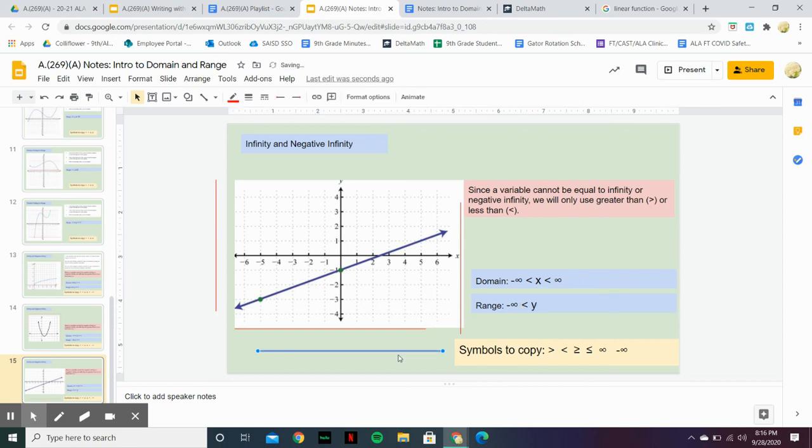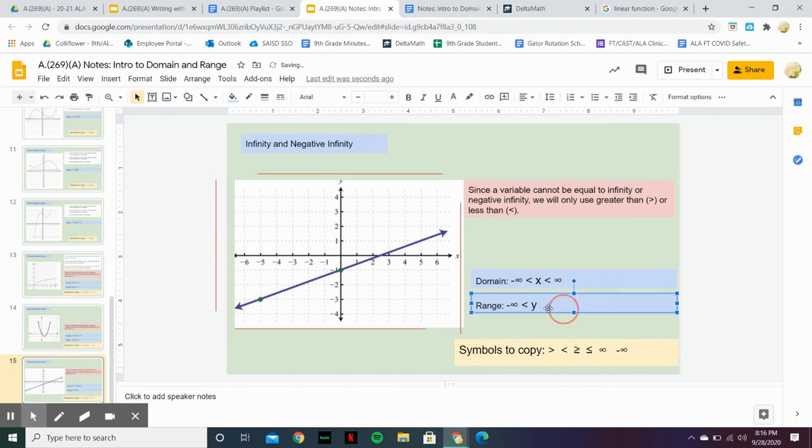I look to the top of this graph. My range does not end here. It keeps on going upwards, upwards, upwards forever and ever because of that arrow. So I know that the maximum our y could be is actually positive infinity. So in this situation, the domain is every single number on the x-axis, and the range is every single number on the y-axis.